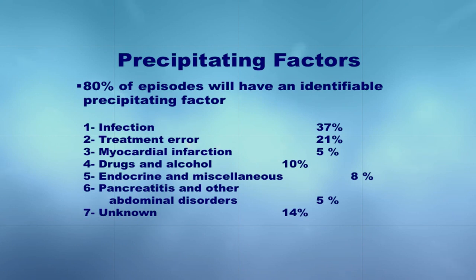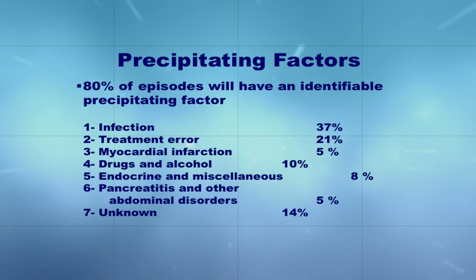DKA and HHS usually occur for a reason, and one should always look for that reason. 80% of episodes will have an identifiable precipitating factor. The most common one is infection, which accounts for about 37%. Treatment error, other pathologies such as myocardial infarction, drugs, alcohol, endocrine and miscellaneous pathologies can precipitate DKA. These are usually not common, such as Cushing's, acromegaly, or pheochromocytoma.